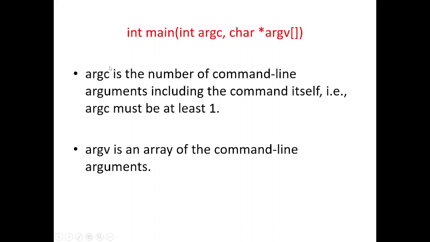This is explained here. argc is the number of command line arguments including the command itself. What this means is that the program we are running will be in argument 0, and the rest of the arguments proceed from argument 1 till argument n. Since the command is counted, argc must be at least 1. argv is an array of command line arguments.